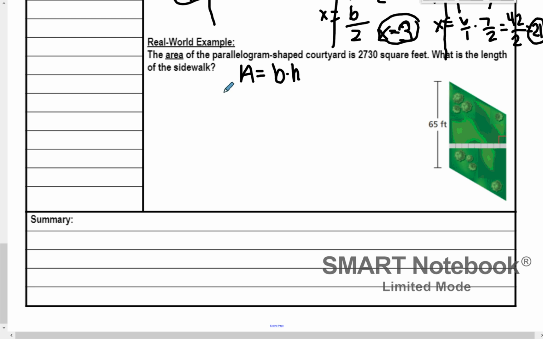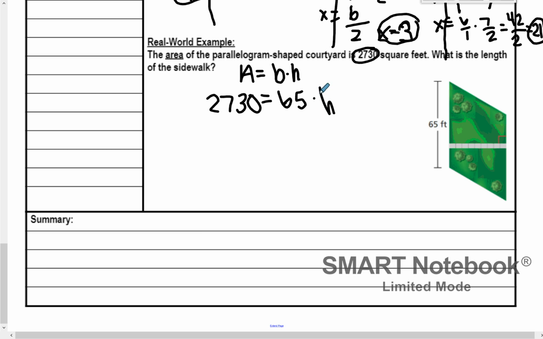Now we're going to substitute in what we know. We know that the area is 2,730. So instead of writing the A for area, we are going to write the number that it represents, which is 2,730 equals. The base is like the bottom of a parallelogram, and if we flip this parallelogram over, the base would be like the outer piece, which is 65. And we don't know what that height is. Remember that height is straight up and down connecting the two bases, which would be that sidewalk.